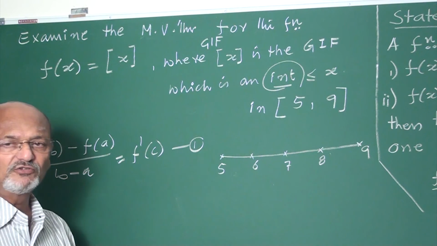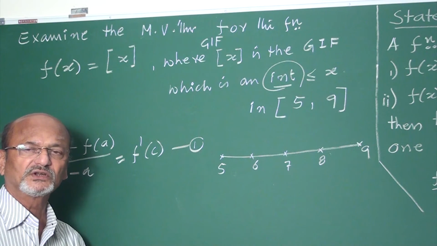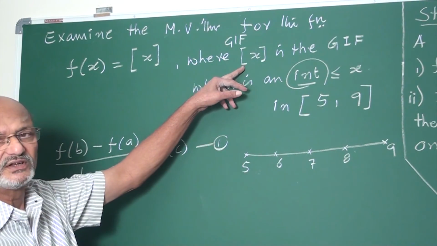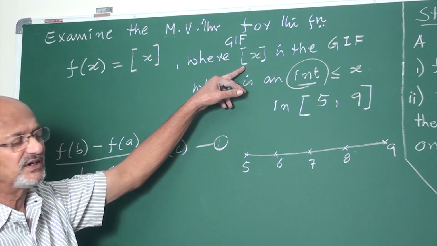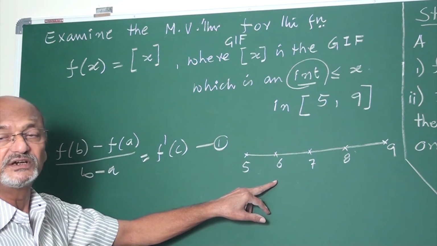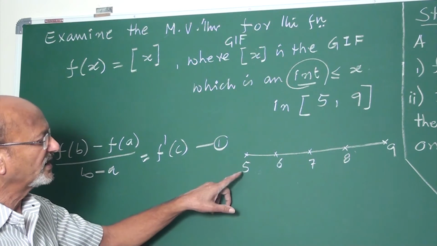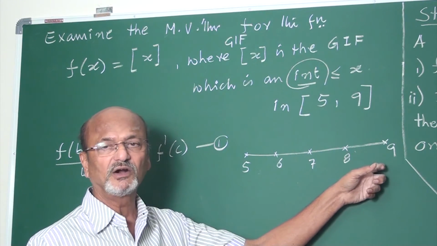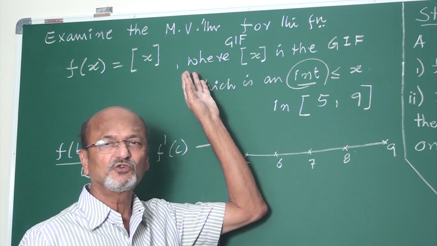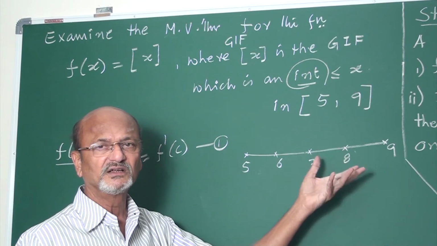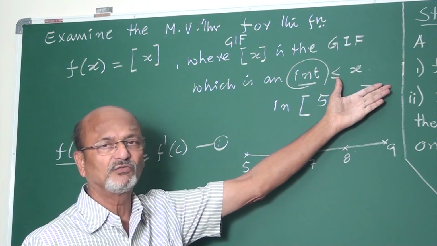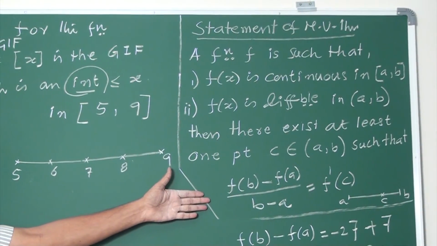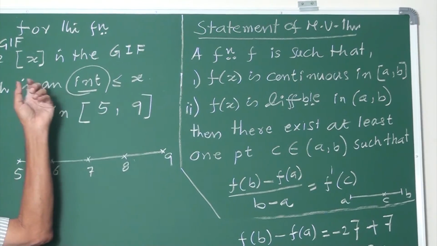Already while doing the continuity of a function, we proved it: the bracket function is a discontinuous function at integral points. Integral points means at integers. What are the integral points in between? 5, 6, 7, 8, 9. Then what about bracket x? It is not continuous at those points. Then the first condition itself fails. When the first condition fails, this mean value theorem is not applicable for this function.